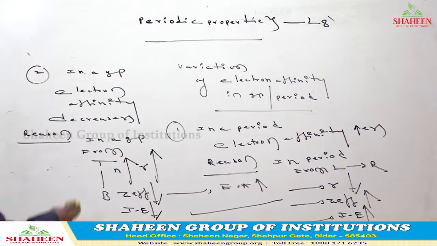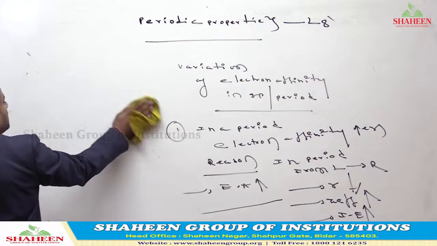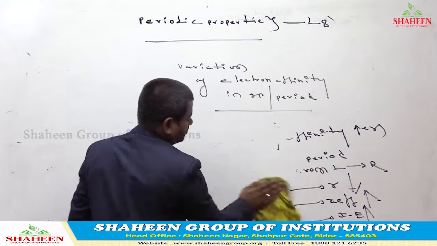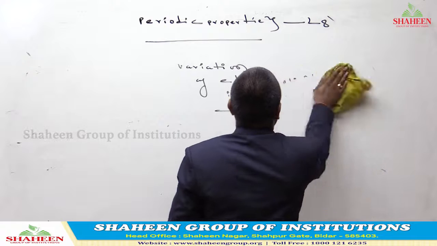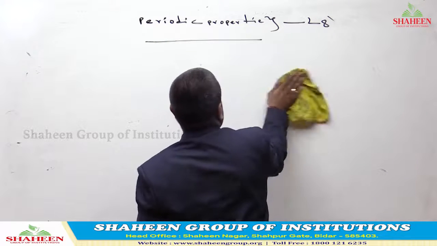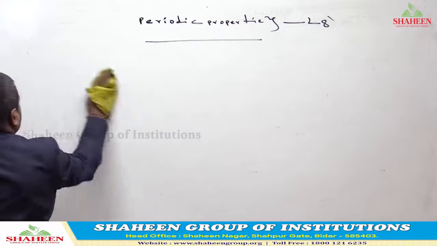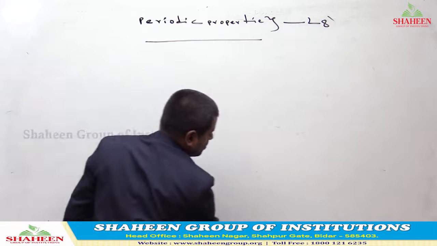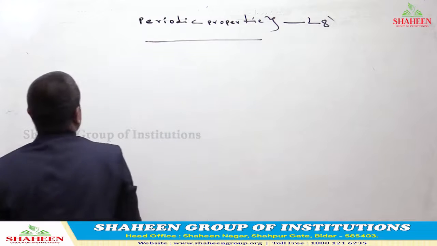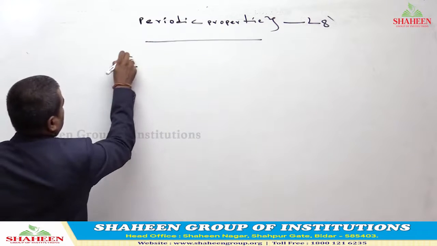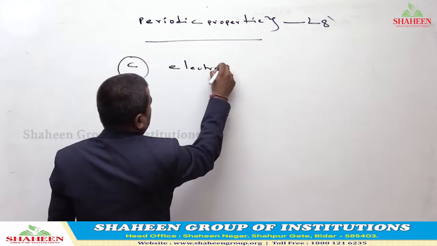Now the fourth periodic property is being explained, that is called electronegativity.